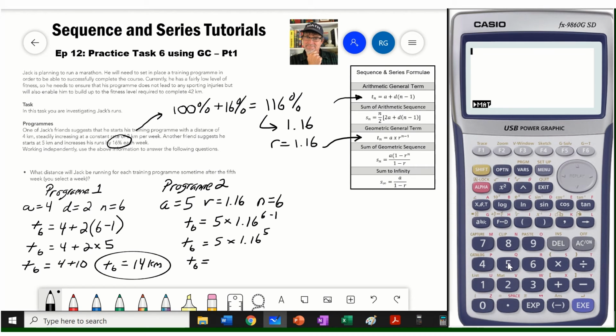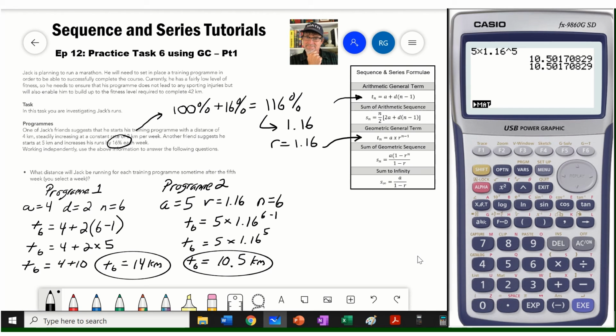So let's go ahead and solve this. We've got 5 times 1.16, and that's raised to the power of, that's this little hat thing here on your graphics calculator, raising it to the power of 6 minus 1, which is 5. And then you can just hit execute. We got 10.5 kilometers. So that's how far Jack would be running at 6 weeks with program 2.